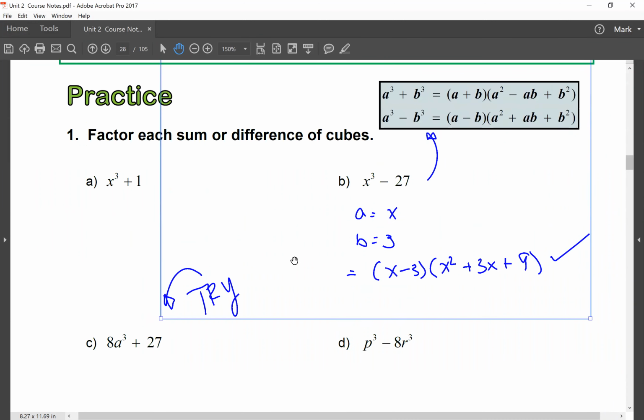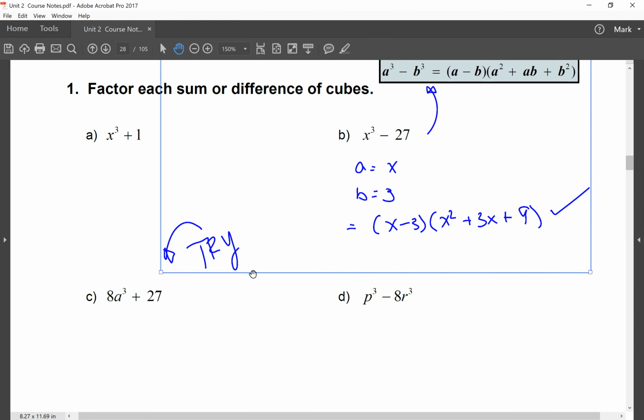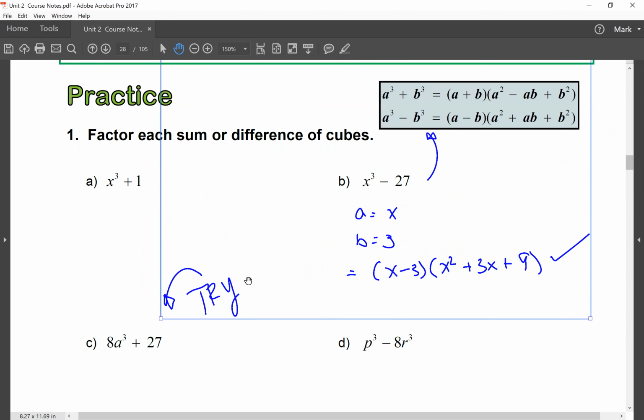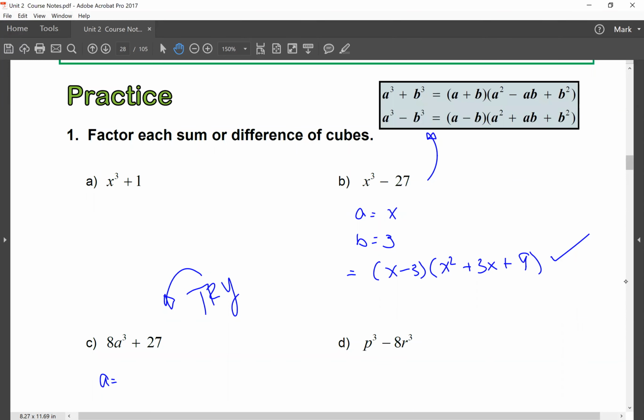So number C. This is a sum of cubes, and I know that because they're added together. So just like we did with letter B, one, we need to know the formula, and two, we need to find out what A and what B is. So A would be my first term, that would be 2A. And B would be my second term, which we've already done, 27. It's just 3.